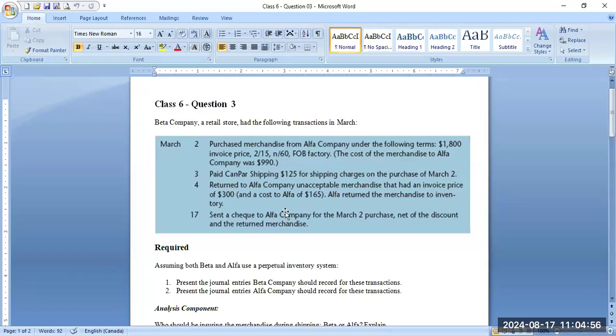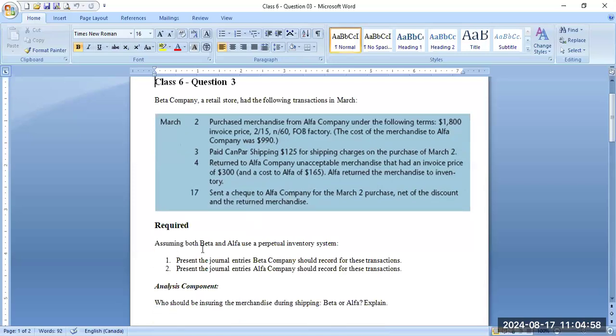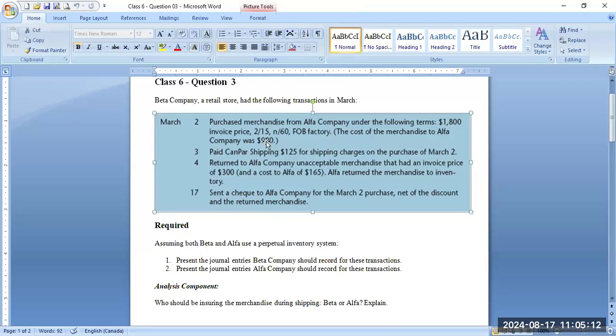Send check to Alpha. So what we have to do is, assuming that both Better and Alpha are using the perpetual inventory system, we have to prepare the journal entry for Better Company and prepare the journal entry for the Alpha Company. So what I can do here is copy this and move to the Excel spreadsheet, and we can do this on the Excel spreadsheet. Let's try to do that and see what's going to happen.